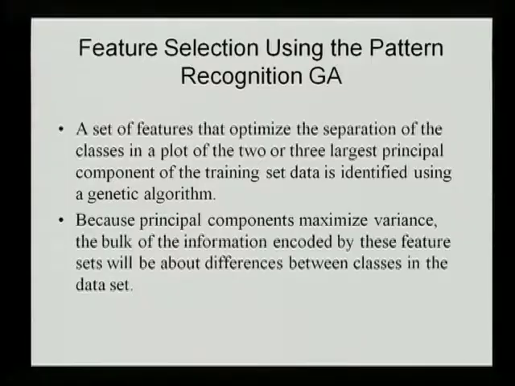Now, how we select the informative features in our data is using a genetic algorithm for pattern recognition. We're going to identify a set of features that optimize the separation of the classes in a plot of the 2 or 3 largest principal components of the data. Because principal components maximize variance, the bulk of the information encoded by these features will be about differences between the classes in the data set. Each generation, thousands of different feature subsets will be considered. Principal component plots will be generated for these different feature subsets. An algorithm based on machine learning will be used to score those plots the way your human brain would.